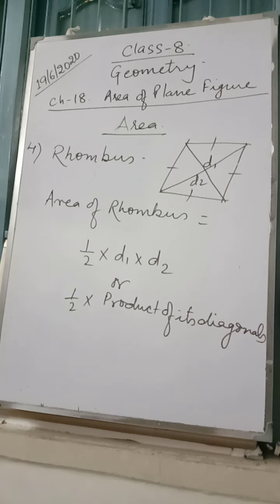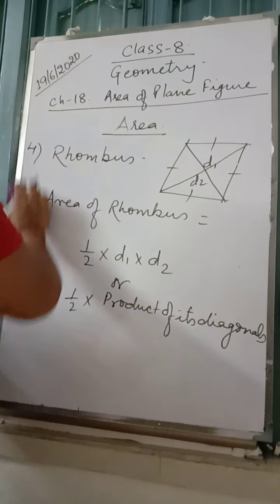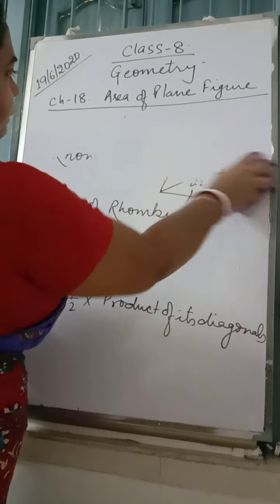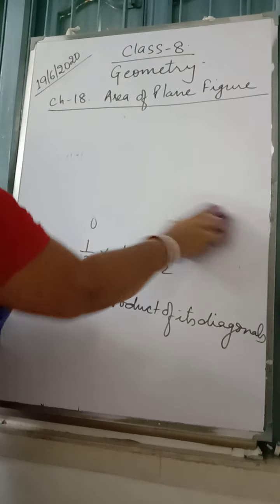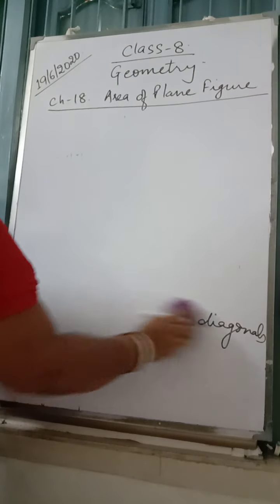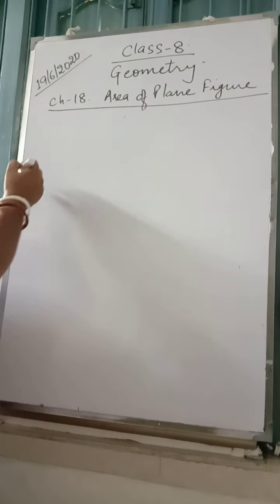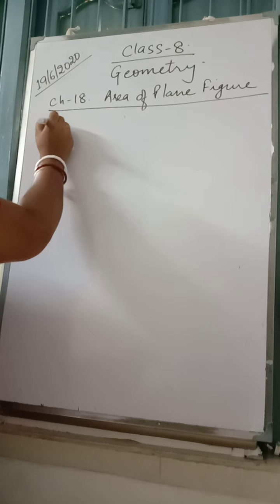Next we have triangles. For triangle we have different types of areas with different situations for different categories. What is that? If you are given base and height, the area will be half into base into height. If you are given three sides, then the area will be something else. Triangles.